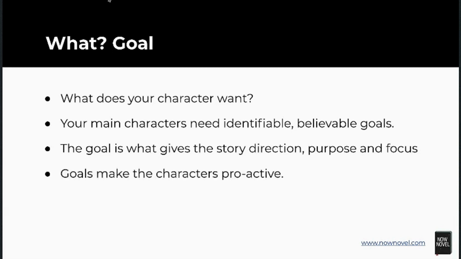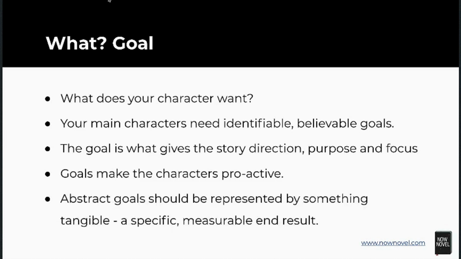Goals also make the characters proactive. Again, if your character doesn't have a strong goal to aim for, they're going to feel like they're just drifting through the story, as if the story is happening to them rather than them making the story happen. So if you want your characters to feel proactive, which are generally the kind of characters that appeal most to readers, then you want to make sure that they have a strong goal.